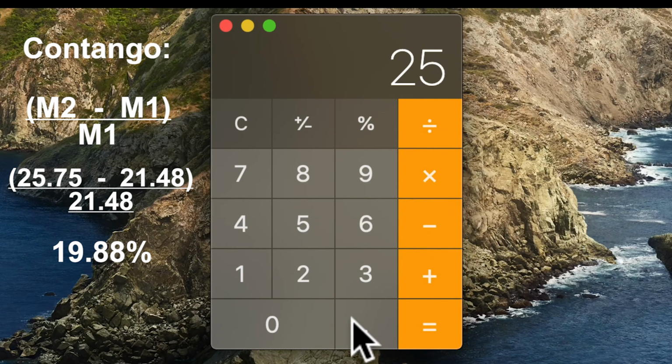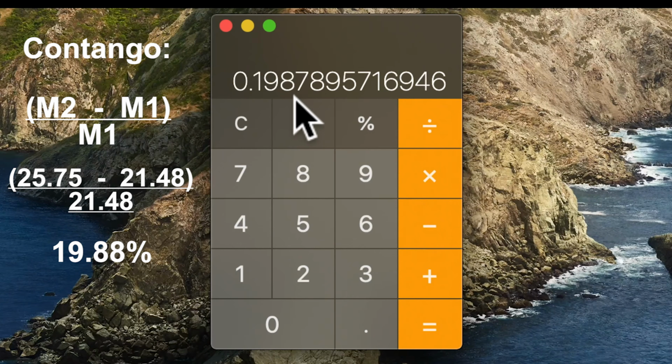So we can just do 25.75 minus 21.48. Hopefully this doesn't change. So there's $4.27 difference there. And then we just want to know how far above the front month future it is. So 21.48. And that is how we arrive at the 19.87, which is right there. That is the front month Contango.